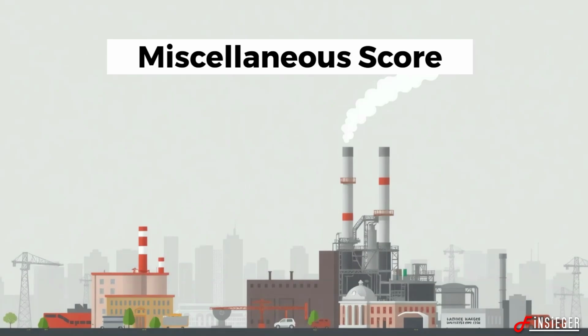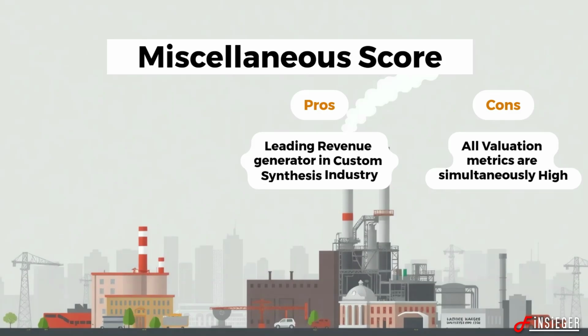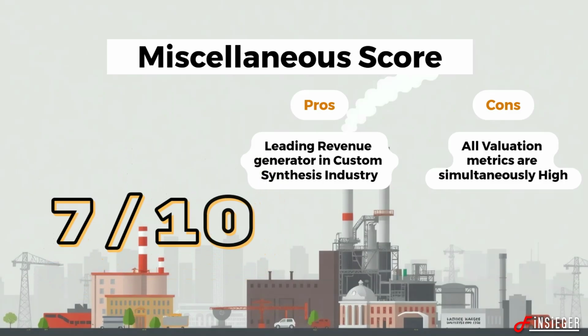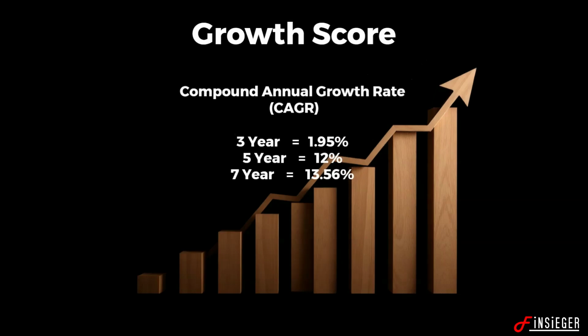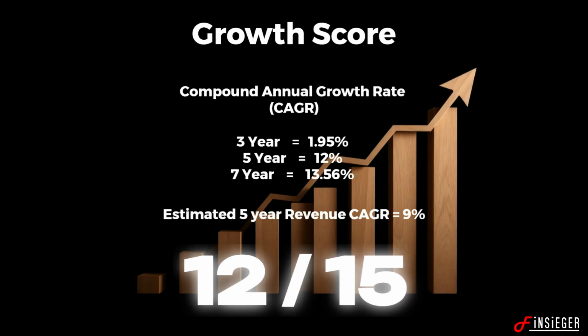In miscellaneous score, we will be looking for other pros and cons of the company. In Divis's case, they are leading producers of custom APIs. But on the other hand, their all valuation metrics are high. So, they get a score of 7 out of 10. Revenue growth of Divis in terms of compound annual growth rate for the last 3, 5, and 7 years is 2, 12 and 13 respectively. The estimated growth for revenue for the next 5 years is around 9%, which is pretty decent. So the growth score comes 12 out of possible 15.